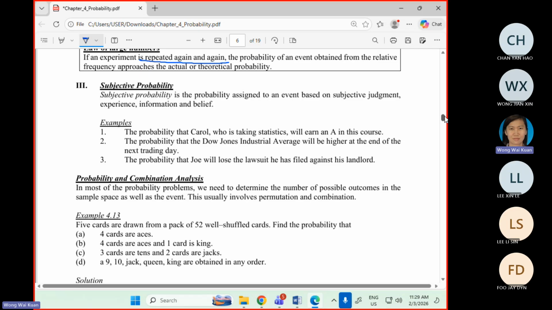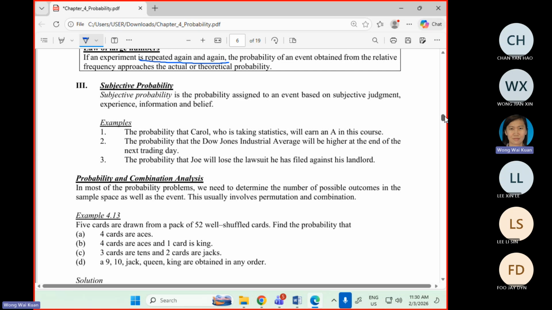Okay, so now those are the three classical approaches. It's not what we have nowadays. We have a lot of machine learning ideas that came after that. This is a classical approach. The next thing is probability and combinatorial analysis. In most probability problems, we need to determine the number of possible outcomes in the sample space and the event. So this will involve permutation and combination, right? We talked about that before.